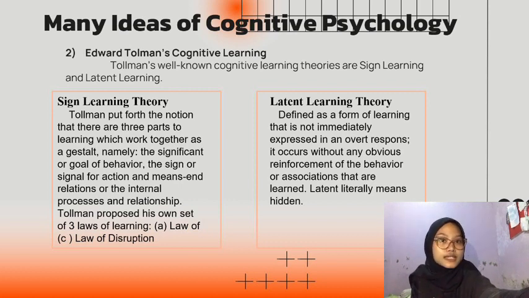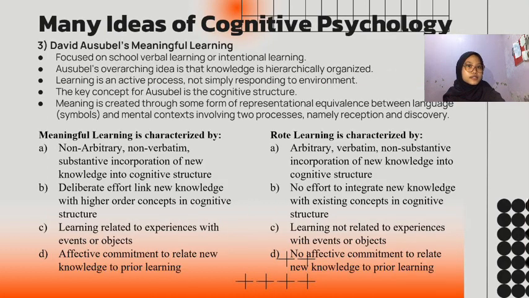Number 2 is latent learning theory, defined as a form of learning that is not immediately expressed in an overt response. It occurs without any obvious reinforcement of the behavior or associations that are learned. Latent literally means hidden. David Ausubel's meaningful learning focused on school verbal learning or intentional learning.